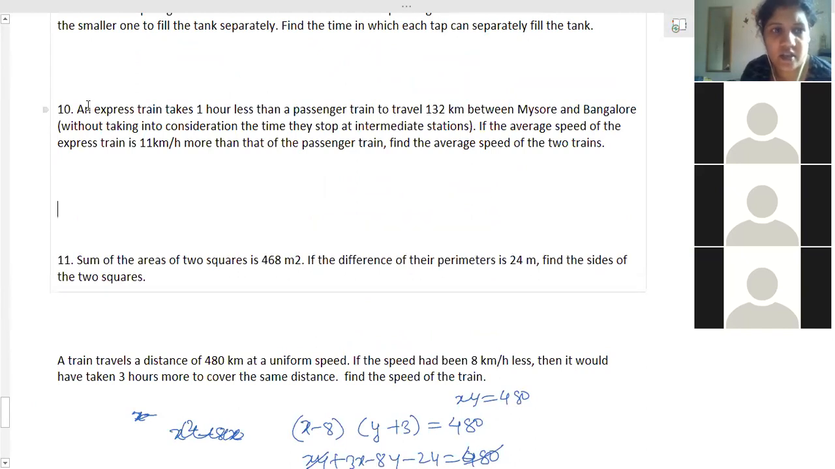Here, if the express train takes 1 hour less than the passenger train, both travel 132 kilometers, without taking into consideration the time they stop at intermediate stations. So they are totally covering a distance of 132 kilometers. The average speed of the express train is 11 kilometer per hour more than the passenger train. So consider the passenger train's speed instead of the usual speed.